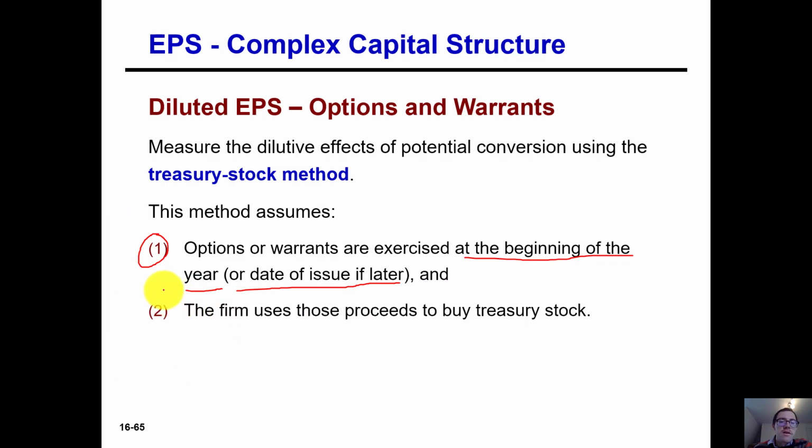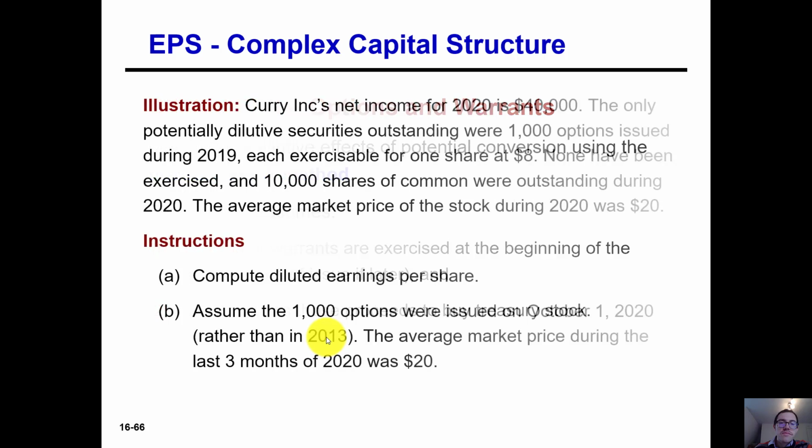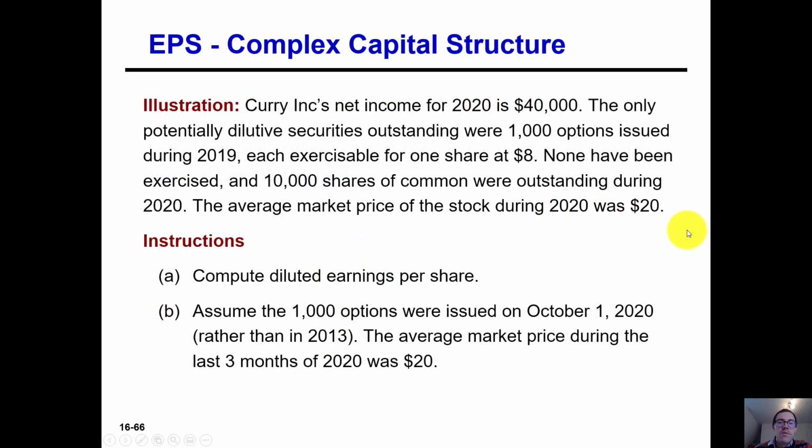That's the same as convertible bonds or convertible preferred. The other thing to assume, which is new, is that the company uses the proceeds from the exercise to buy treasury stock and therefore mitigate the dilution a bit. So let's see how that works.